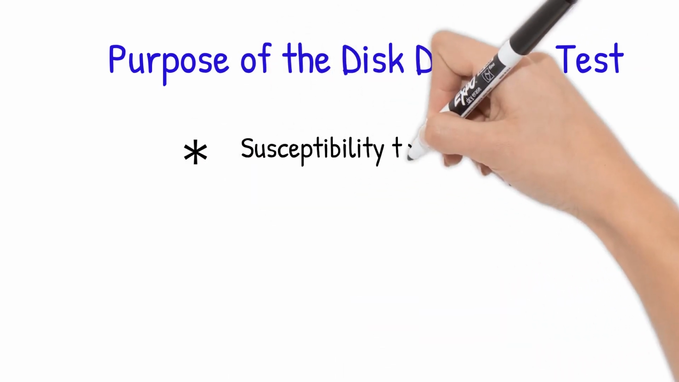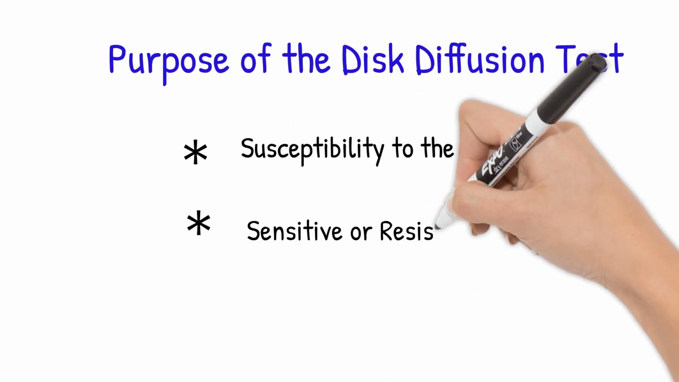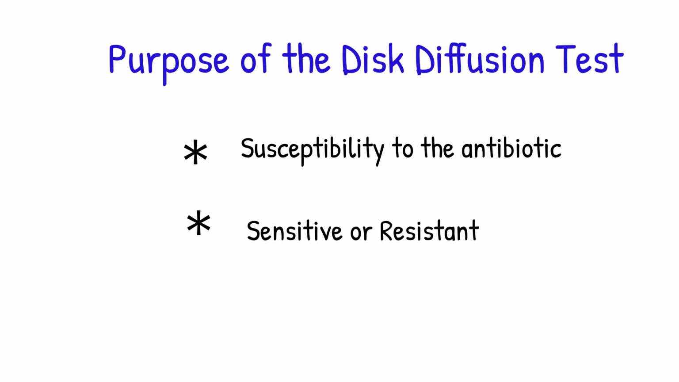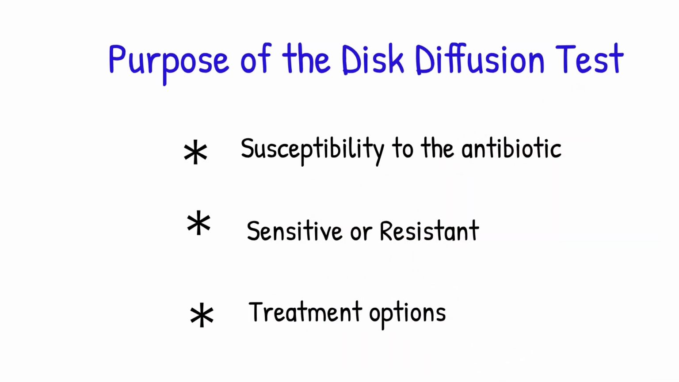The purpose of the disc diffusion test is to determine the susceptibility of the bacteria to the antibiotic. This test tells you how sensitive or resistant the bacteria of interest are to various antibiotics. This helps the physician in selecting treatment options for patients. Doctors can choose the most effective antibiotic to kill an infection's microorganisms.